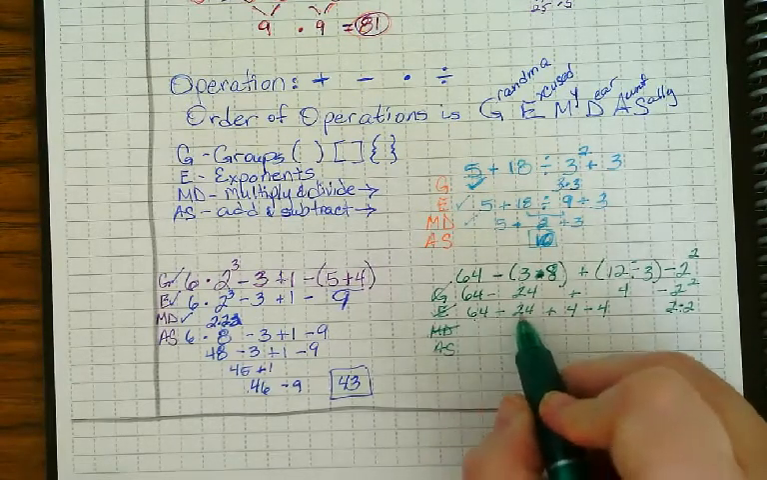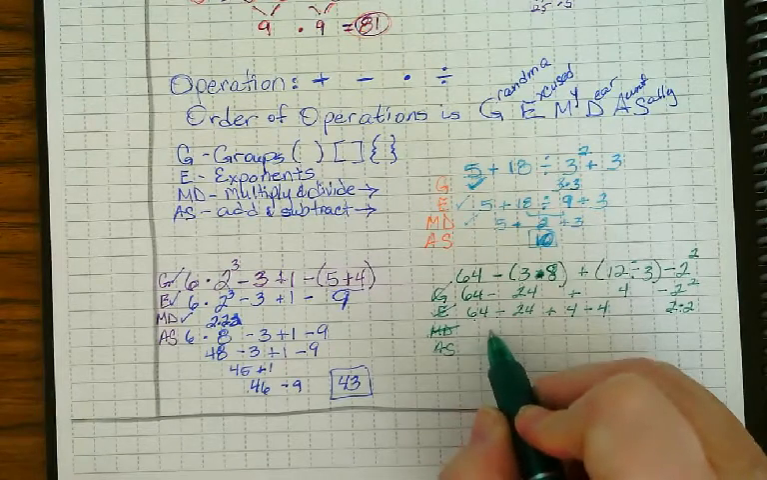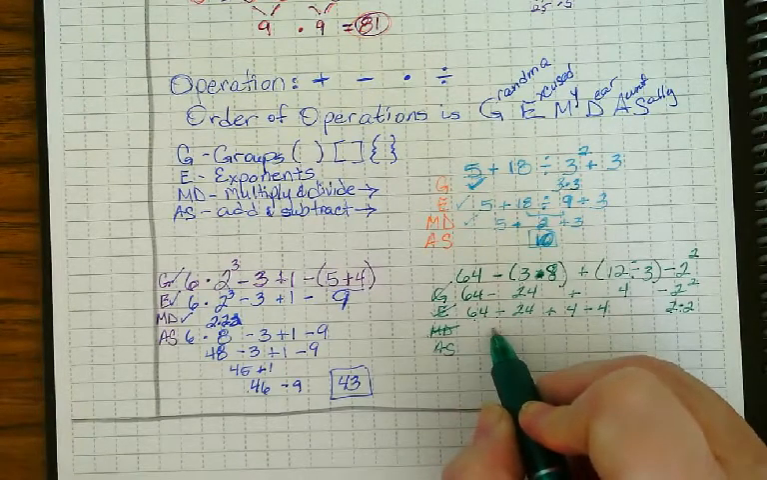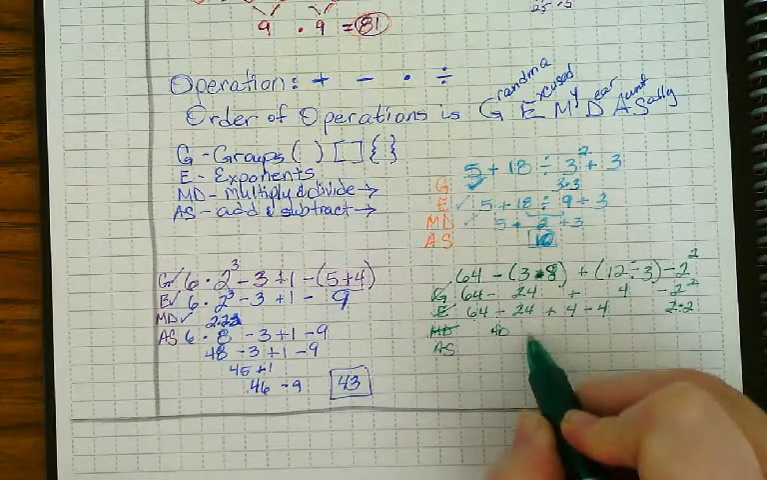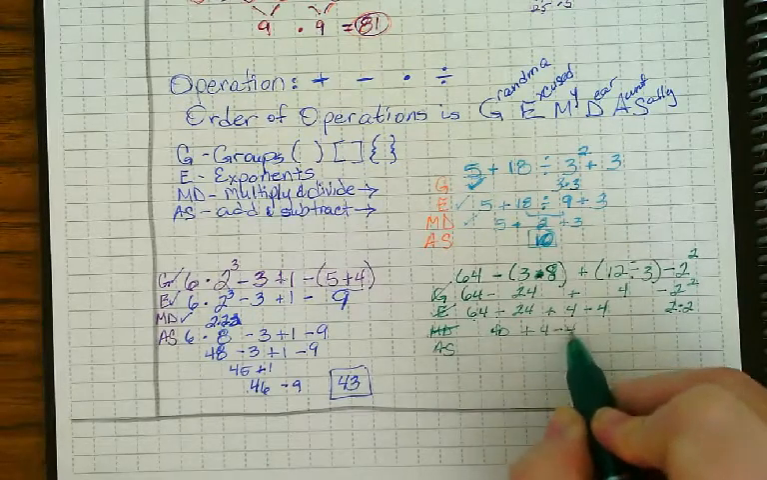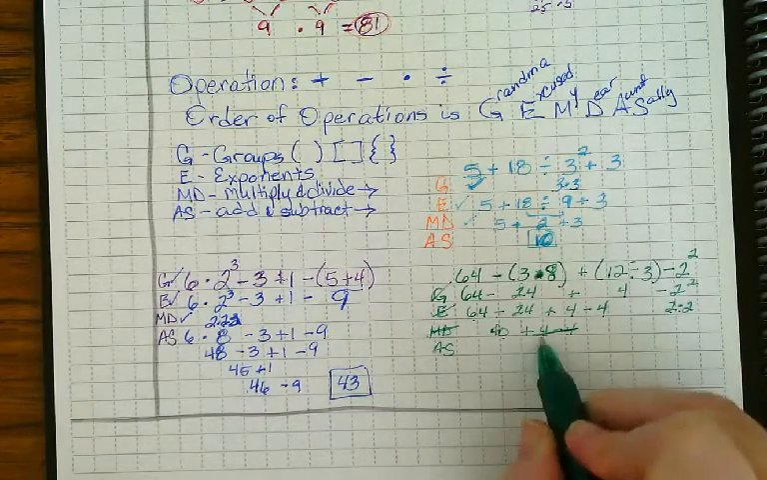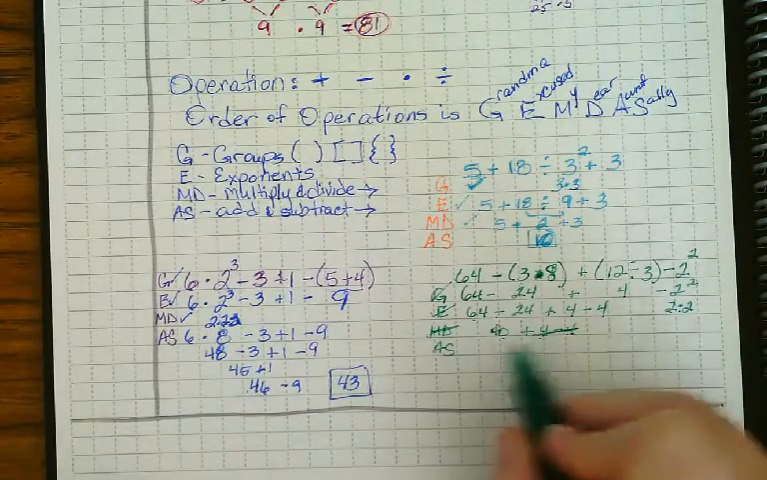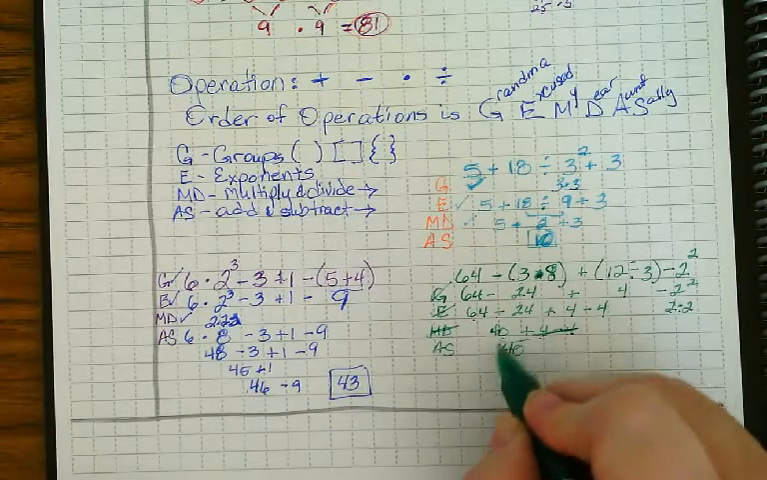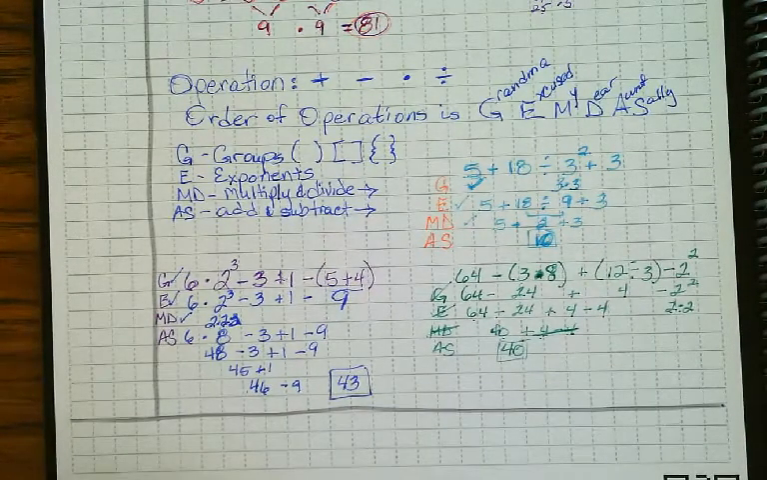64 minus 24 is 40. Plus 4 minus 4. Well, look at that. Plus 4 minus 4, that cancels each other out, right? Because I'm going to add 4 and then I'm going to take away 4. So that means my final answer is 40. Yay!